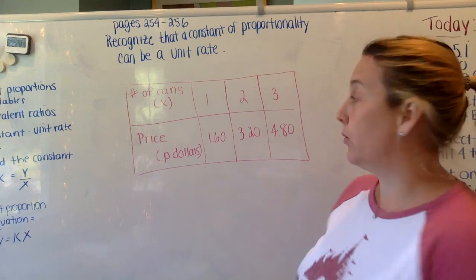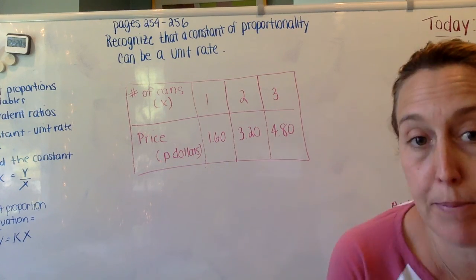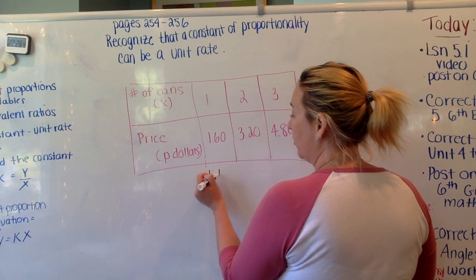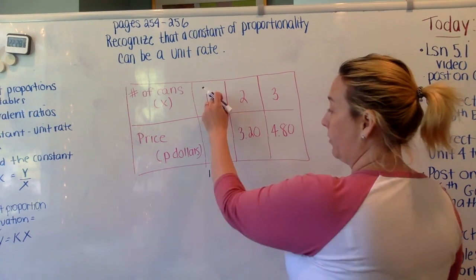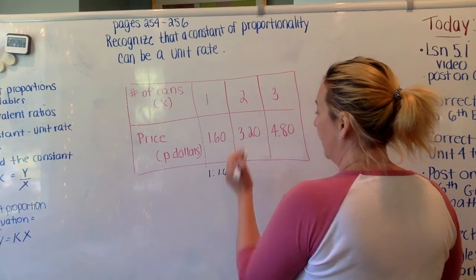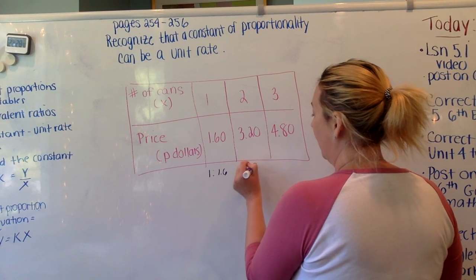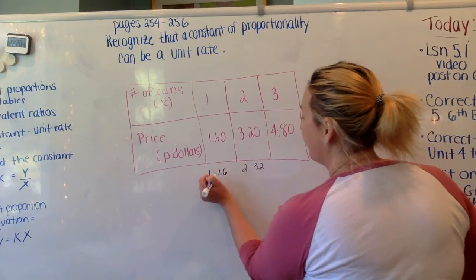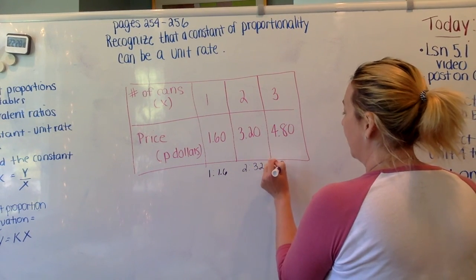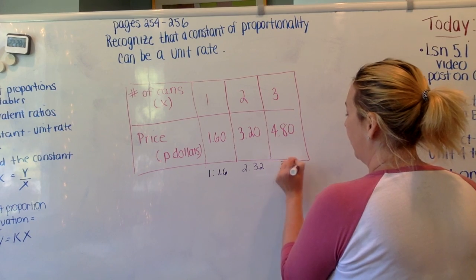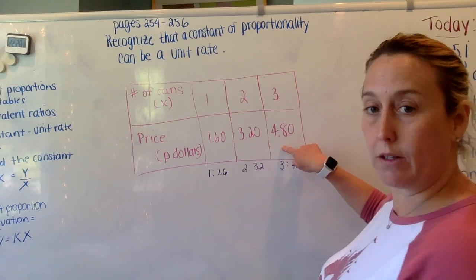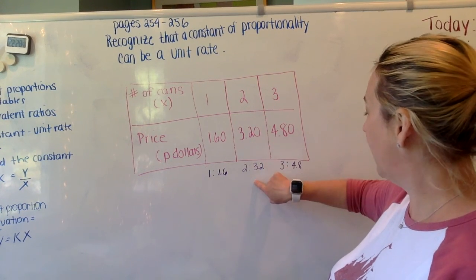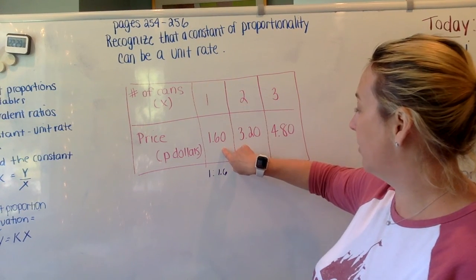I have taught you that the way to also identify if something is directly proportional is to look if they can be made into equivalent ratios. So this one was 1 to 1.6. This one is 2 to 3.2. I'm just taking off the 0 because we don't really need it. And this one is 3 to 4.8, right? So for 3 cans of soup, it costs $4.80. For 2 cans of soup, this costs $3.20. For 1 can of soup, it's $1.60.